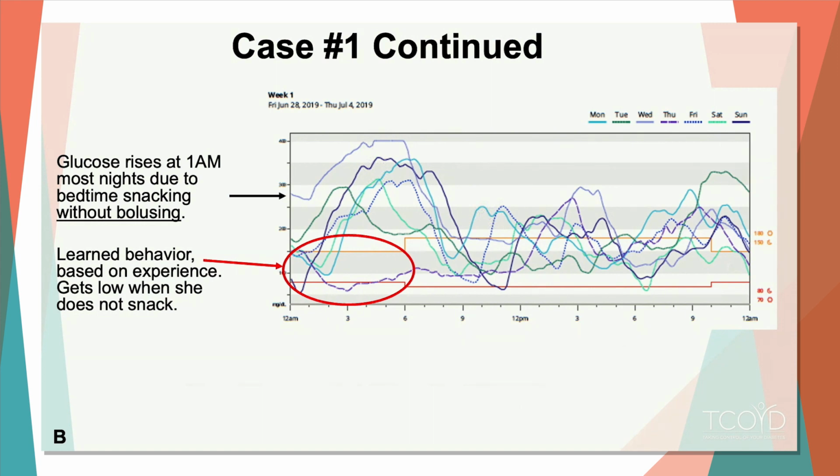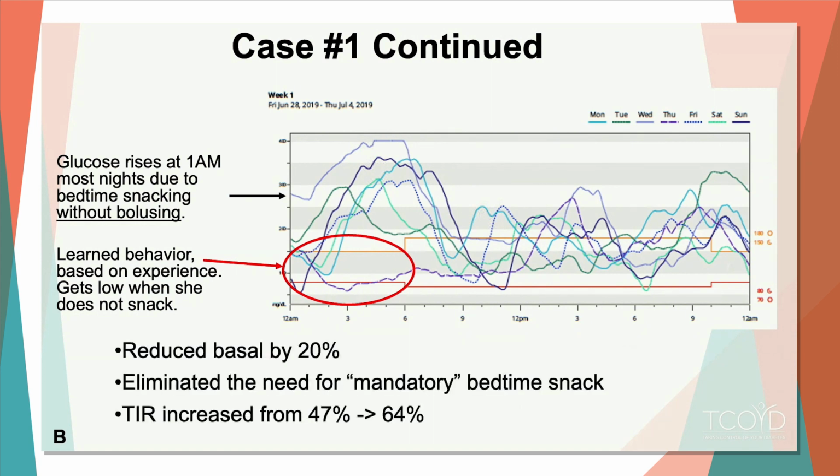So why is this happening? They're going low if they don't snack every night. They have too much basal insulin. Okay? So if we just looked at those high blood sugars and you weren't careful, then you might think that this person needs more insulin overnight. And that's exactly the opposite problem. So what we did in this case is we reduced the basal insulin by 20%. We eliminated the need for this mandatory bedtime snack, which should not be a thing anymore. And the time in range increased from actually about 50% up to 64% just with that change, because this person was no longer having the snack at bedtime.